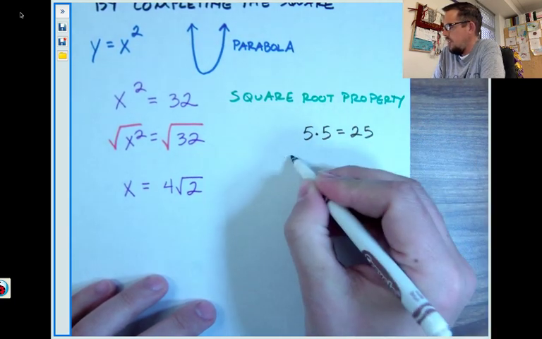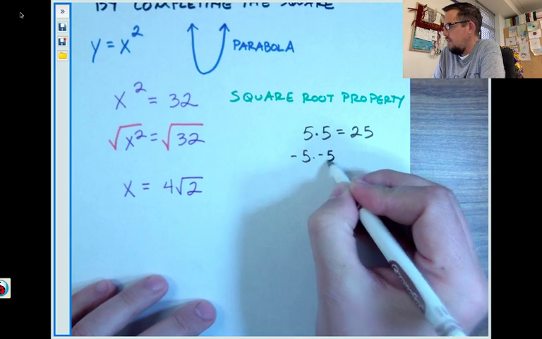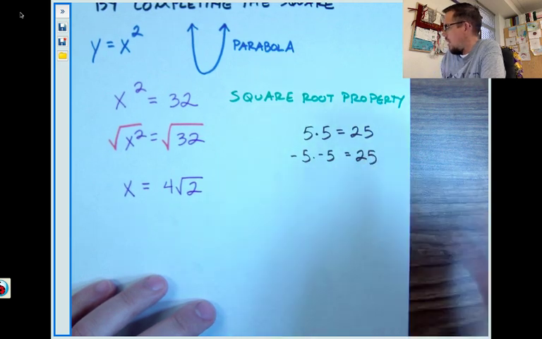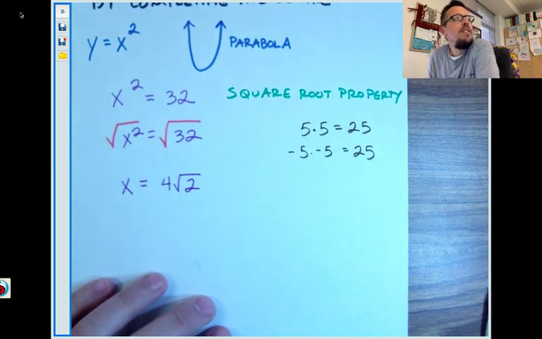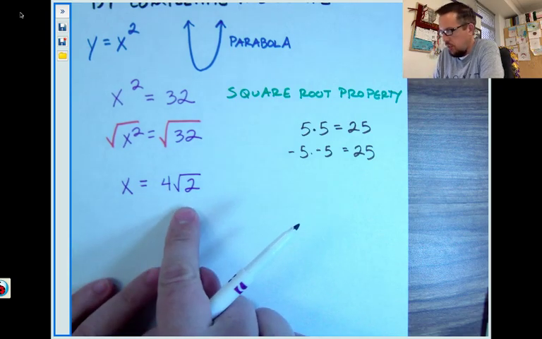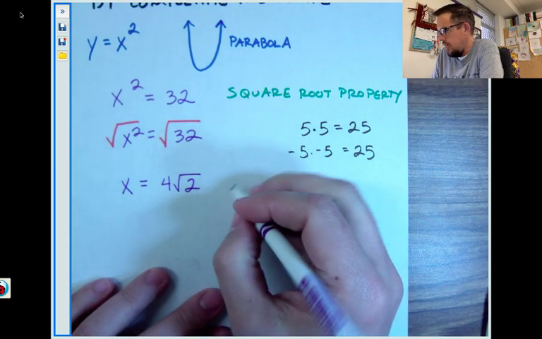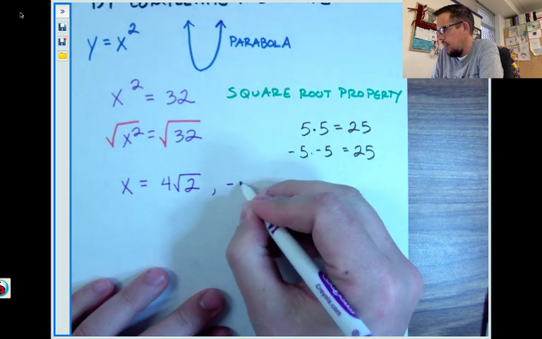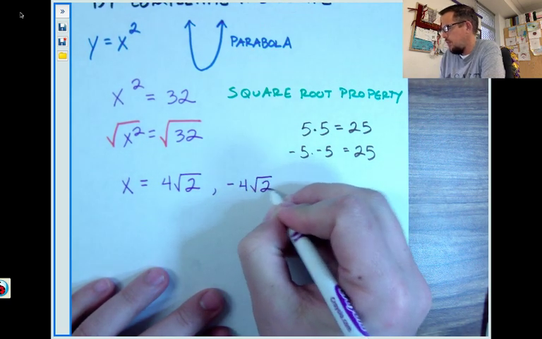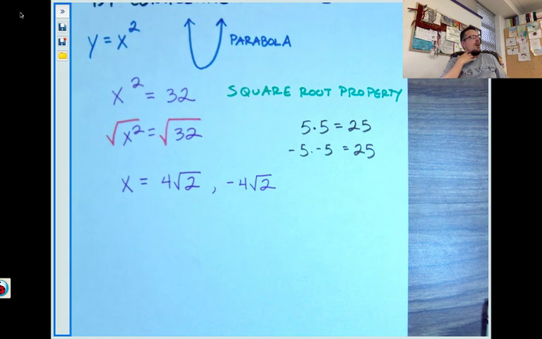And so is negative 5 times negative 5. Oh my goodness. This is a valuable lesson for you to learn. When you take the square root of something, you get 2 answers. One of our answers was 4 square root of 2, and the other answer is negative 4 square root of 2. We have 2 answers, and this is one of the characteristics of a quadratic. Each one of these that you solve is going to have 2 answers.